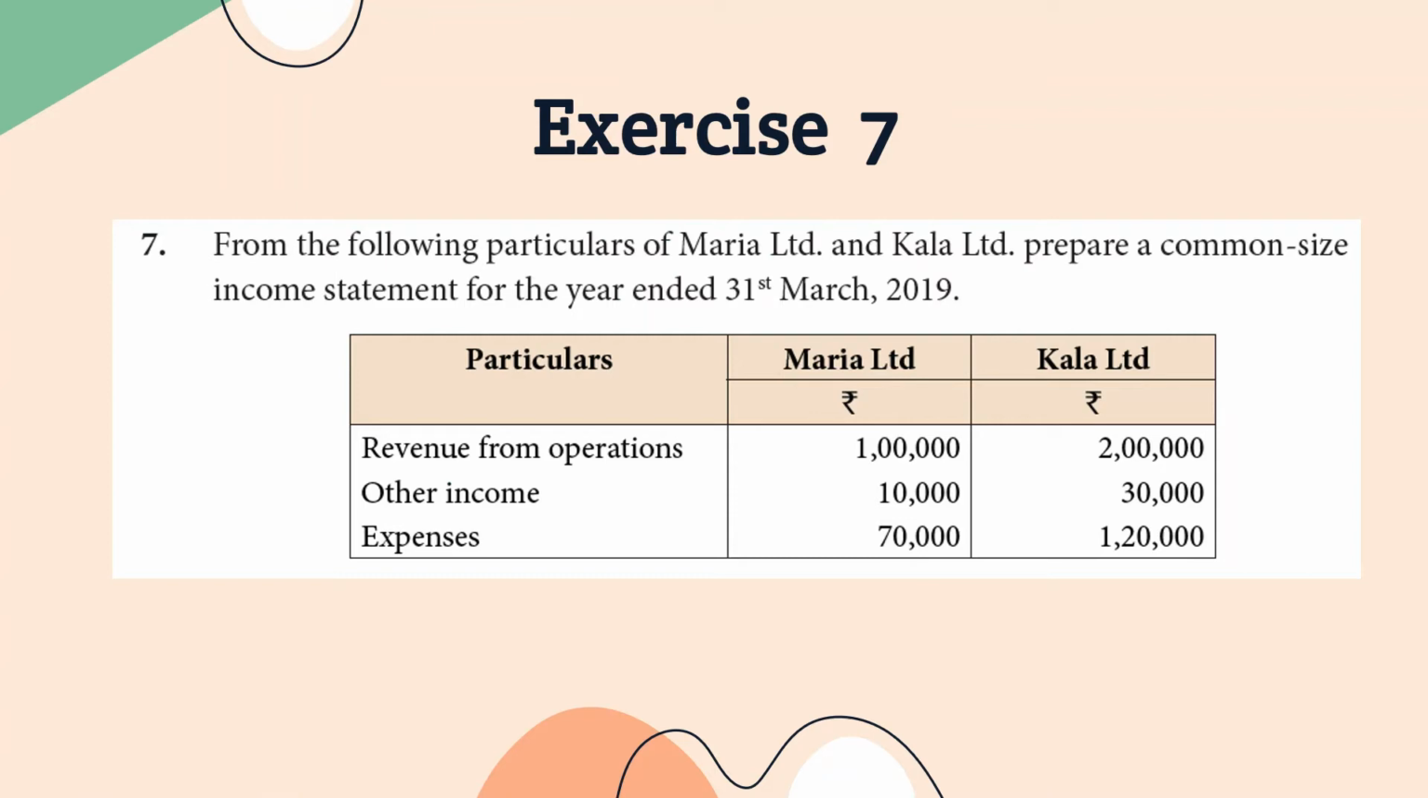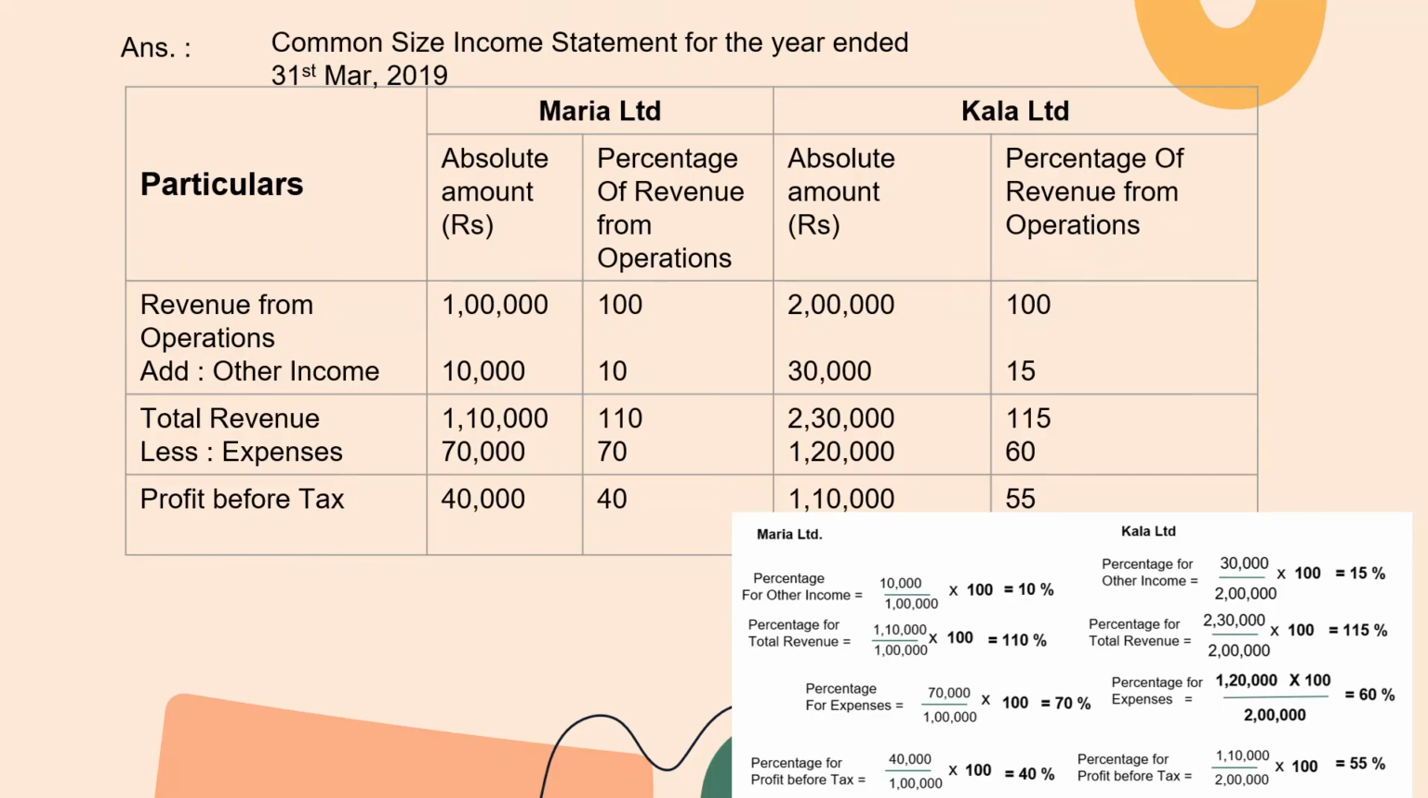Now the second sum, two companies' values are there, Maria Limited and Kala Limited, and you should not get confused, you cannot compare here. So for Maria Limited, you have to write the absolute amount and then percentage of revenue from operation. And for Kala Limited, like this. For Maria Limited, you have to put 2 columns, and for Kala Limited 2 columns separately.